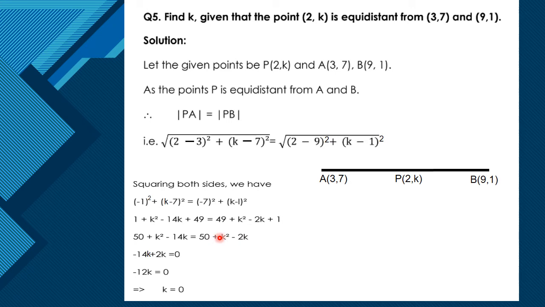As you can see, 50 plus k square on both sides is a similar term. So we can cancel them, or we can shift them to the left side, and k square minus k square would be cancelled. Similarly, 50 minus 50 would be cancelled. So here we have minus 14k. This minus 2k would be shifted to the left side, and it will give you plus 2k. Now if you solve it, it will give you minus 12k equals 0. And when we divide by minus 12 on the right hand side, the value of k is found as 0.